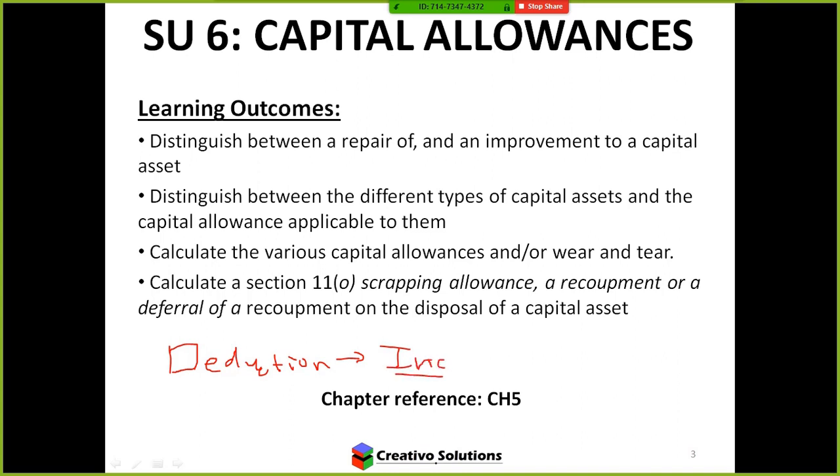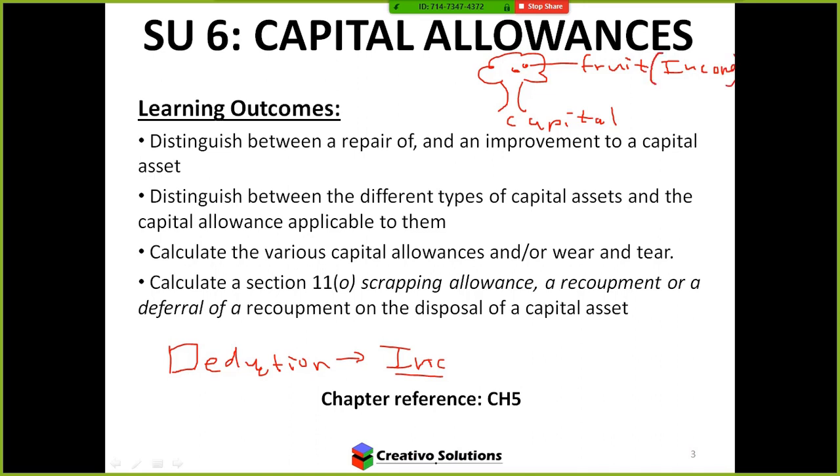It's almost like that whole tree and fruit principle, where we spoke about the tree being capital and then the fruit being the income.